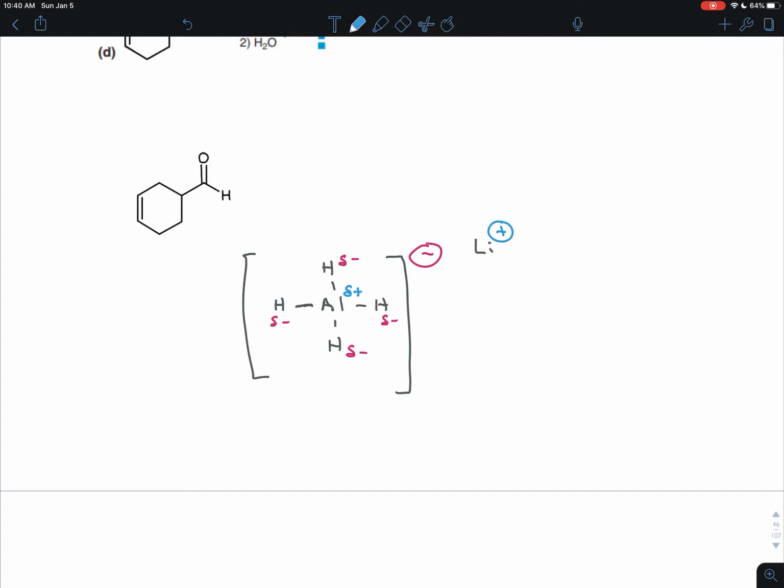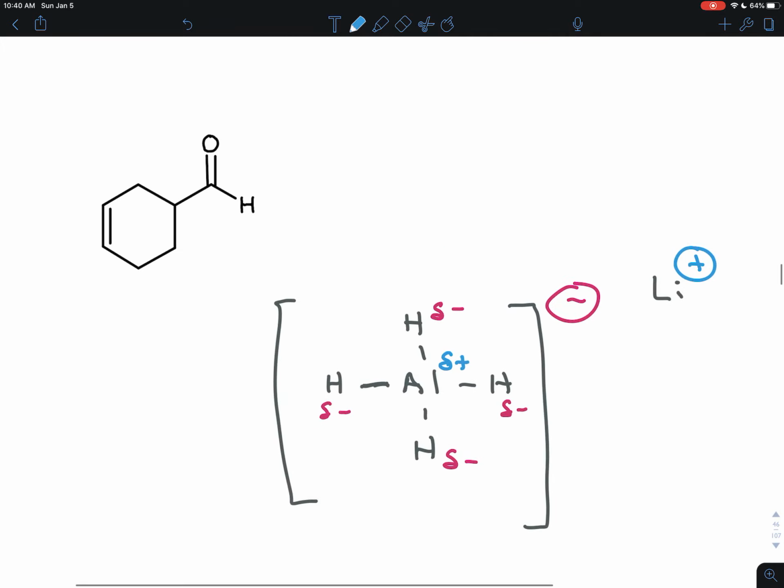So really, lithium aluminum hydride is going to function as a hydrogen nucleophile, a source of hydrogen nucleophiles. Now where would that react with our aldehyde? And notice we do have an aldehyde. We have a carbonyl, carbon double bonded to oxygen, with a hydrogen on one side.